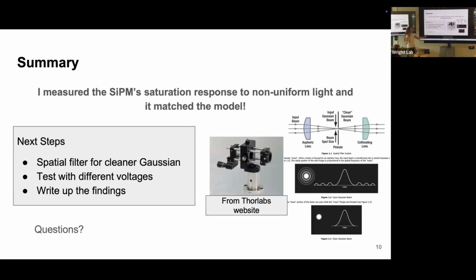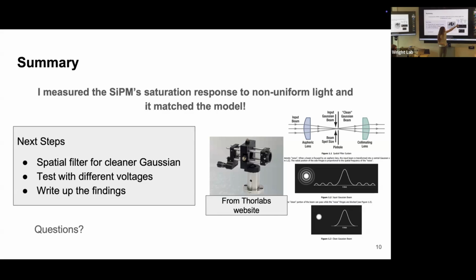Okay, so summary, in case I lost you anywhere: I measured the SiPM saturation response to non-uniform light and it matched the model, which is pretty exciting. So my next steps are to implement a spatial filter, pictured here, in order to obtain a cleaner Gaussian, because the model is supposed to work for a Gaussian beam.